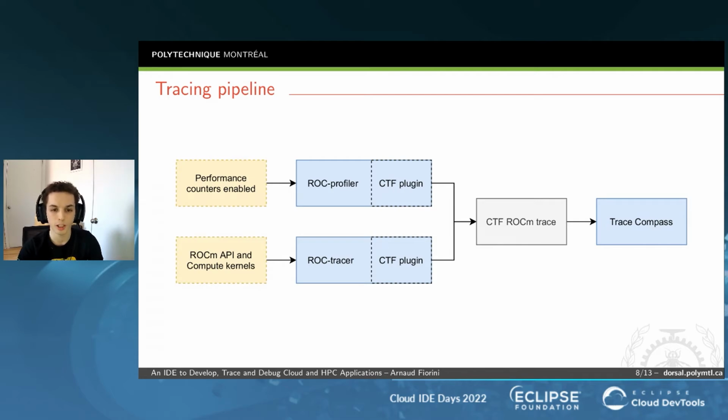A plugin has been implemented to override some functions in order to write a CTF trace. This plugin will output a CTF trace directly, and CTF is a format that is easily readable inside Trace Compass.